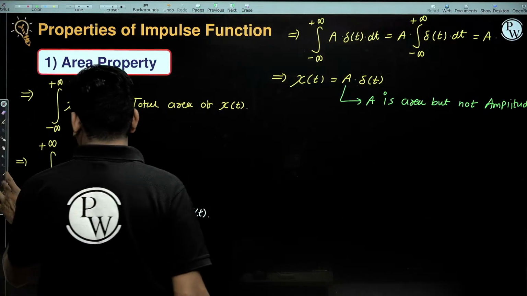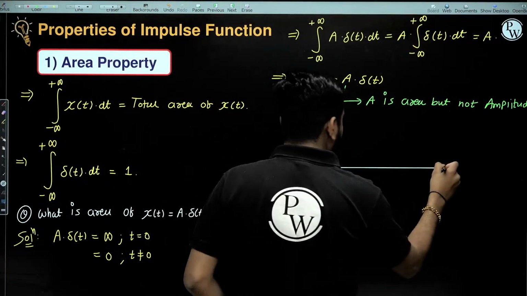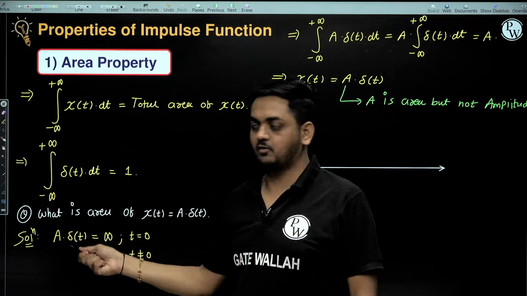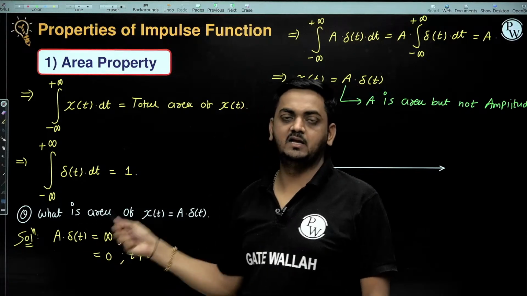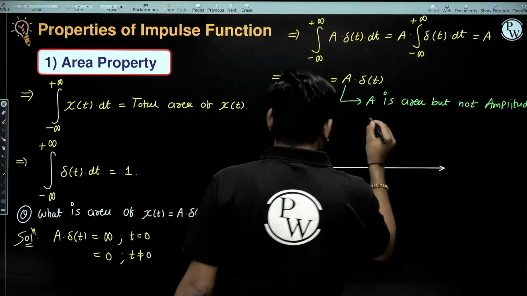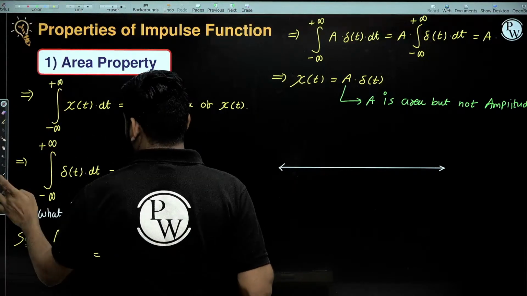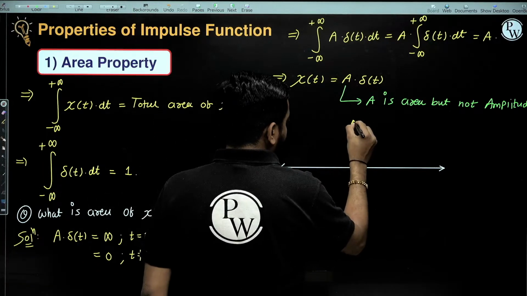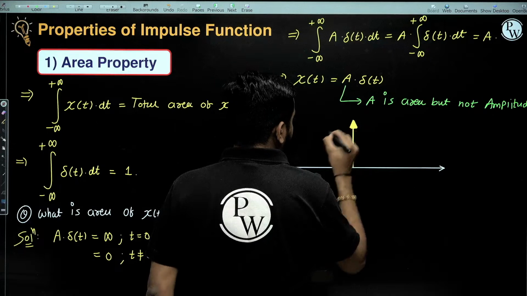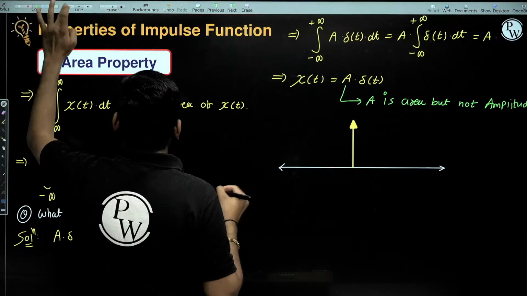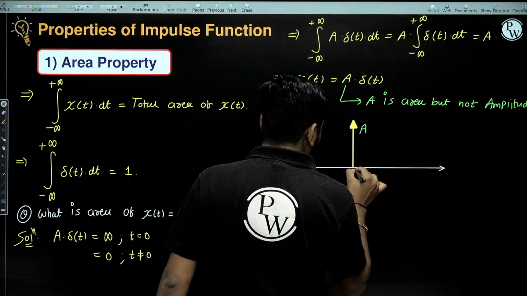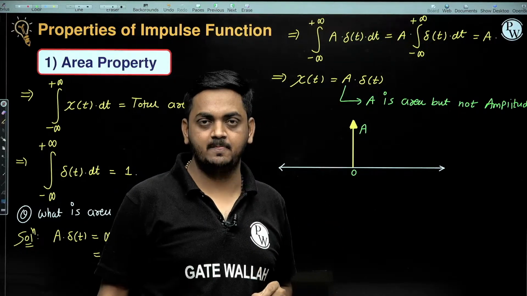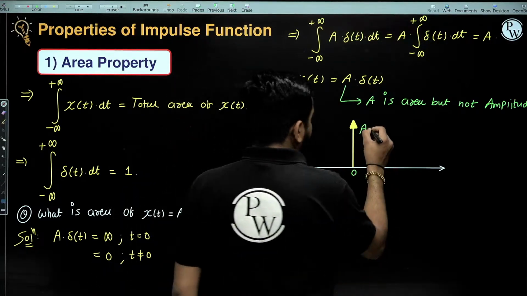Amplitude is always infinite. Then how to represent this graphically guys? Each and every parameter of a mathematical expression we can write graphically. So where to write this a, area? Here this arrow indicates amplitude is infinite, and here I am writing a guys. So this a is not amplitude. We can say height of impulse function, or we can say it's the area guys.